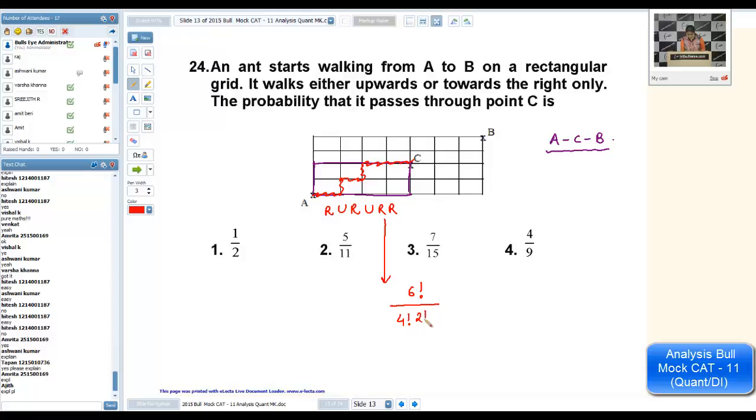I am applying the concept of repetition here. Are you comfortable in that, Ajit and Amrita? Tapan? Ashwini? Okay. I am applying the same concept from C to B.